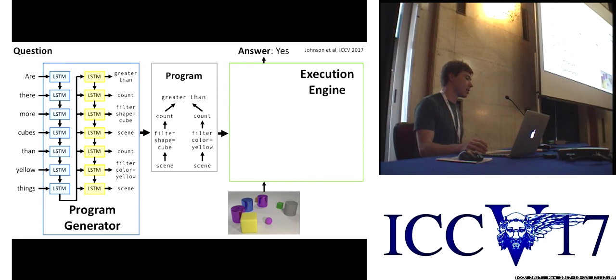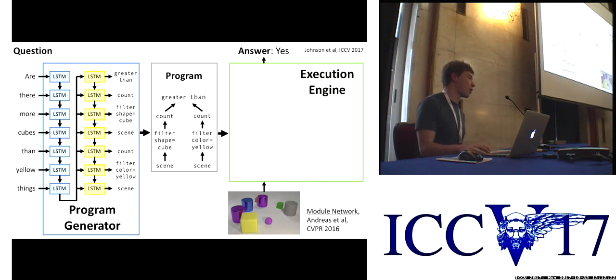Internally, the program generator consists of a sequence-to-sequence model that uses an LSTM to encode the question one word at a time, and then a second LSTM to output the program one functional node at a time. One thing to point out is that our programs can be tree structured, but the LSTM needs to output a sequence. So we simply have the LSTM output a prefix traversal of the program.